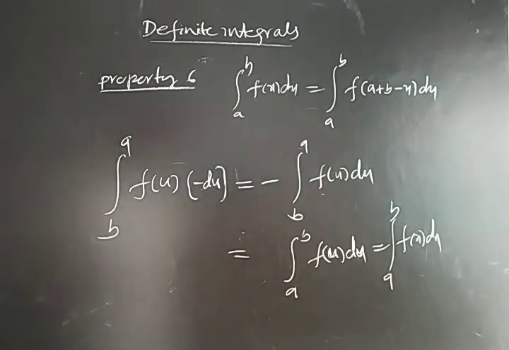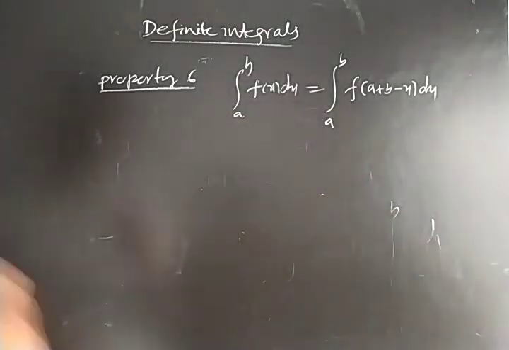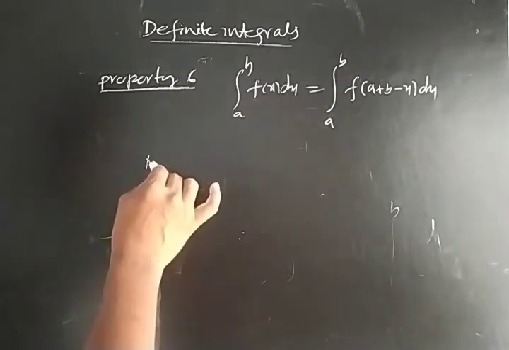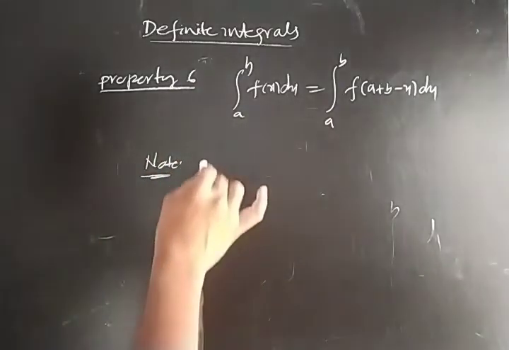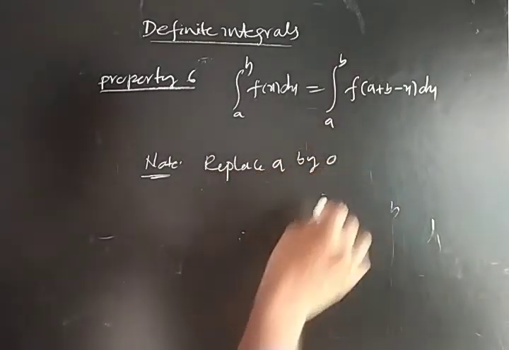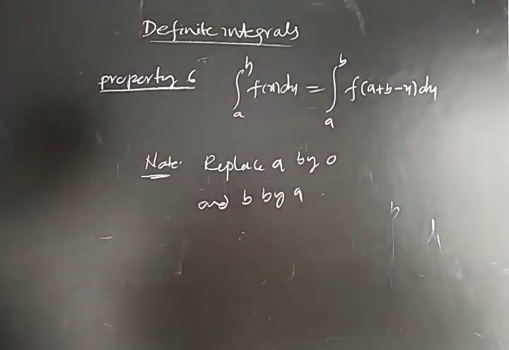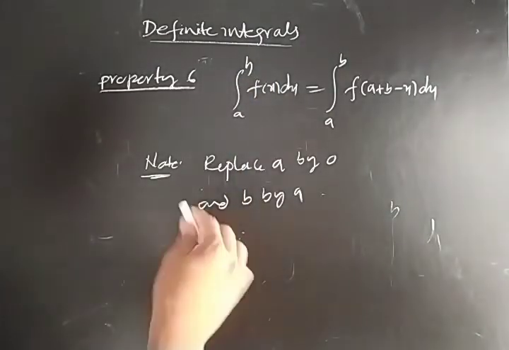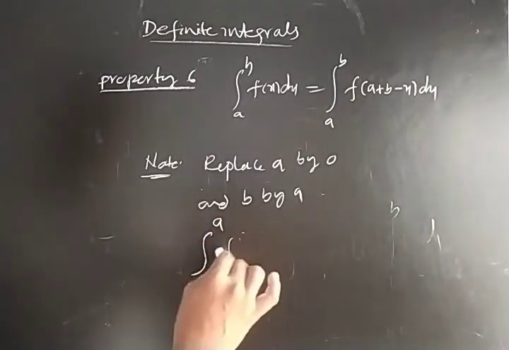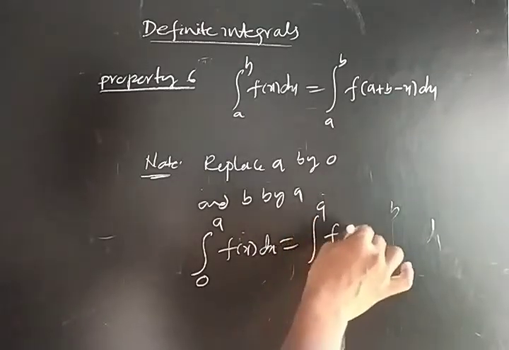Okay. So this is property proof here. Now if in this property one note is there, write this note. Replace a by 0 and b by small a. Replace a by 0 and b by minus a in the above property. So what we will get here, in place of a I am replacing by 0, in place of b I am replacing by a, f of x dx. Right hand side it becomes 0 to a, f of a minus x dx.